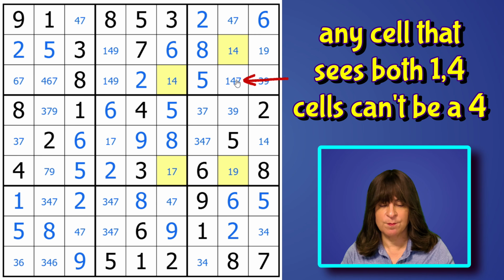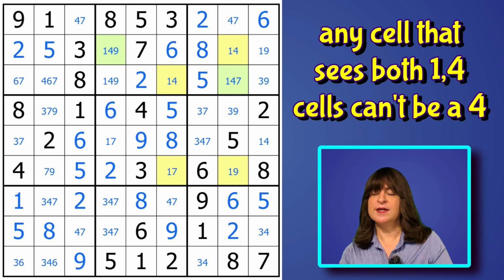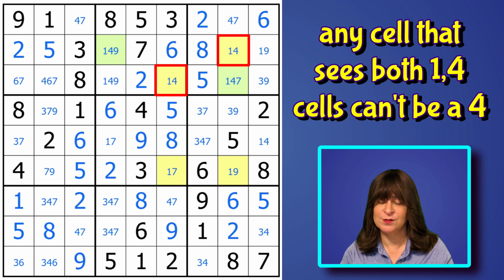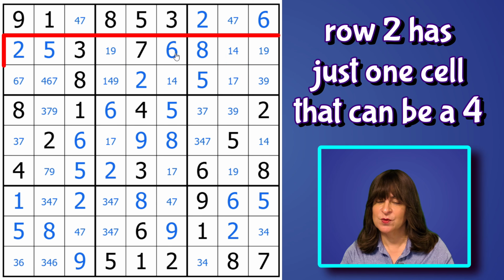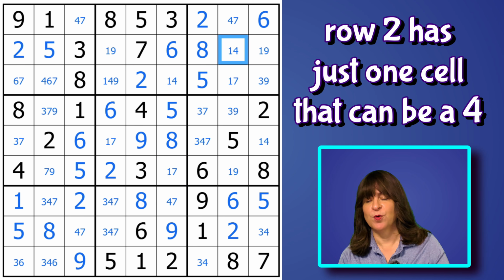Well, this sees both 1-4 cells. So let me make that green. And this cell sees both. Let me make that one green as well. So now we have these two green cells, and they see the 1-4 bi-value cells. And since one of those cells has to be a 4, we can eliminate the 4 from the green cells. And now there's only one possible 4 in this row, so this cell has to be a 4.